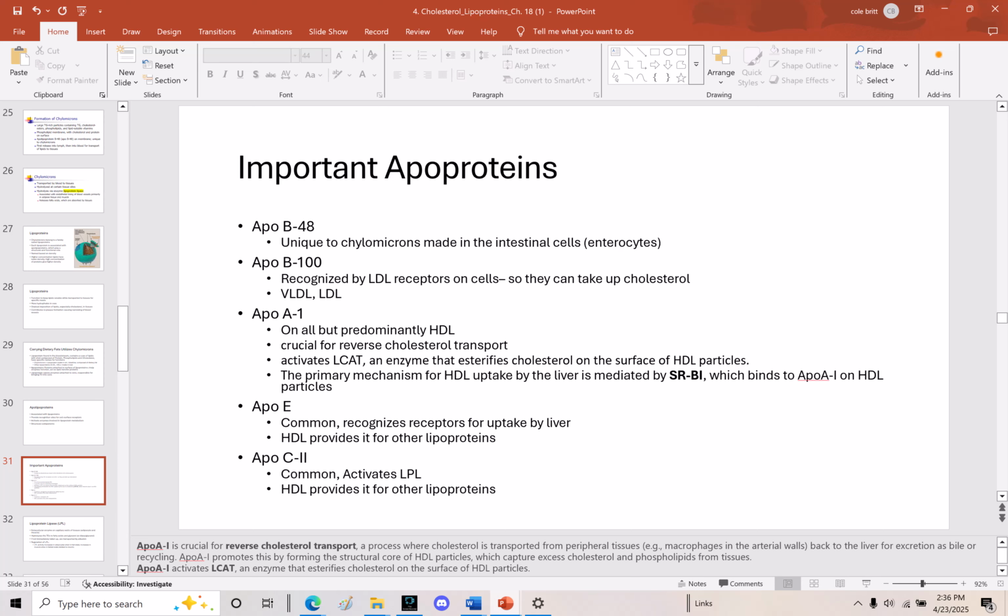It does also activate, this is called LCAT. LCAT is just like ACAT. It is an acyltransferase. This AT at the end just stands for acyltransferase. And we already know what this guy does. It puts fatty acids on things.